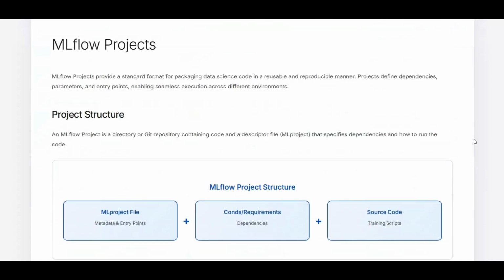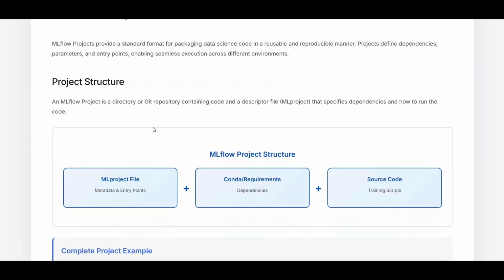And projects. Now here, it answers a different question than tracking. Tracking asks what happened. Projects ask how do I run this again somewhere else and get the same behavior. That's the motivation behind projects. They turn ad hoc scripts into reproducible executable units. Okay, now let's start with the big idea.